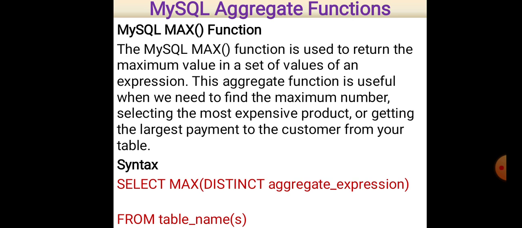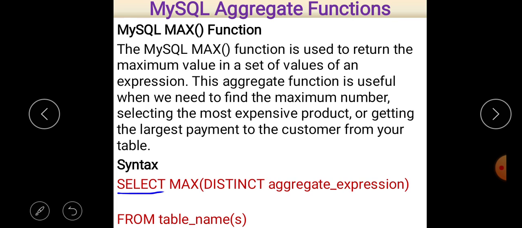First of all, there is a syntax, complete syntax. First of all, we write the select keyword. After that, the name of the function, that is max in this case. And if you want to find out the distinct value, meaning we don't want any repetition, then we use a distinct keyword. And then after that the aggregate expression, that may be a column name or maybe any set of values, and then after that from, and then the table names.